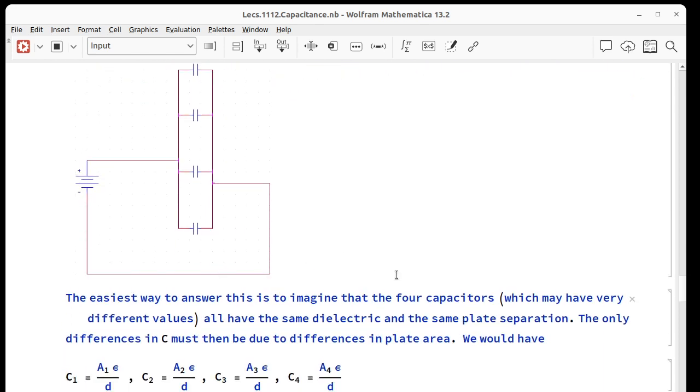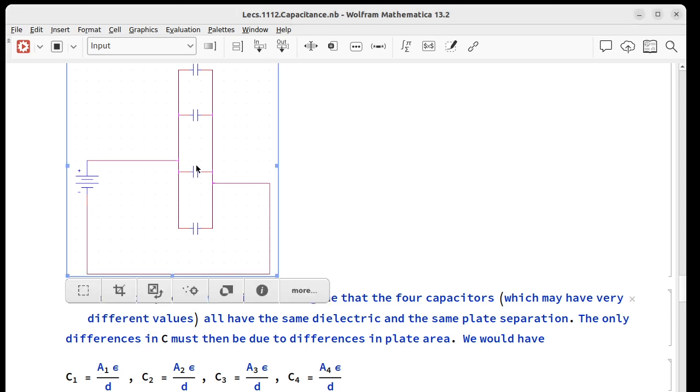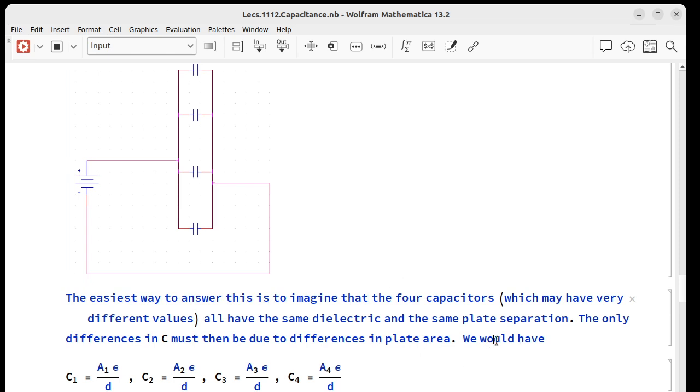The easiest way to answer this is to imagine that the four capacitors, which could have very different values of capacitance, are built with the same stuff inside, the same dielectric, and the same plate separation. If that were the case, the differences in capacitance would be entirely due to differences in plate area. So even though I've drawn these with the same symbol, maybe this is very big plates and this is very small plates and this is somewhere in the middle. The capacitance of each one would look like this.